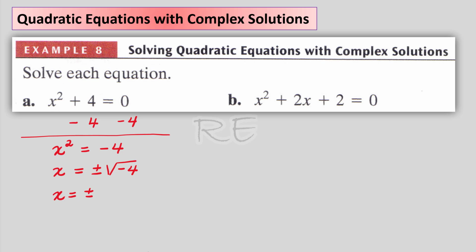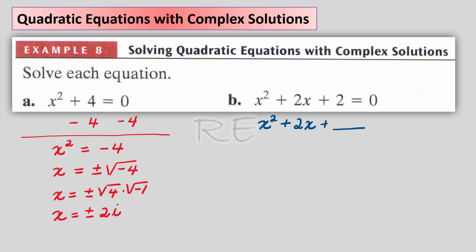x is equal to plus or minus the square root of 4 times the square root of -1. Now the square root of 4 is 2, and the square root of -1 is defined as i. So the answer is plus or minus 2i. Next: x squared plus 2x plus 2 is equal to 0.